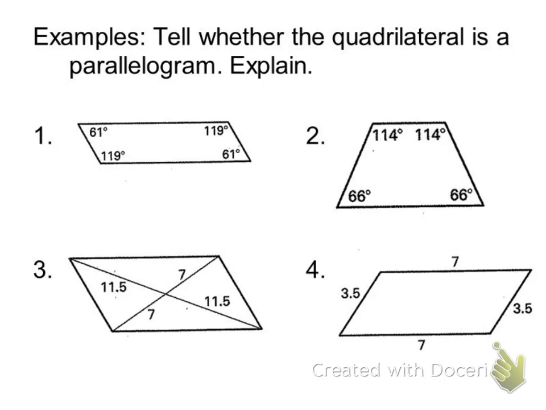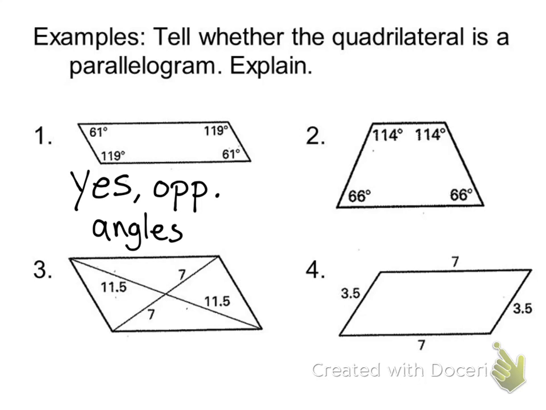So, number 1, do you think this is a parallelogram? Yes. Why? Yeah, the opposite angles are congruent. When it's a yes, you have to give the reason why. So yes, the reason is the opposite angles are congruent. You have 119 and 119, 61 and 61. So that's how it's going to be on the test? Yes. This is how it will look on your homework and your quiz next week.